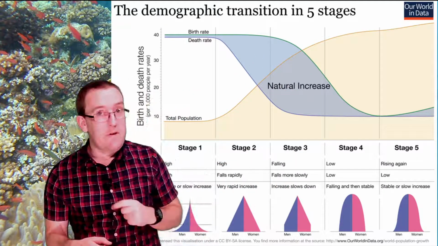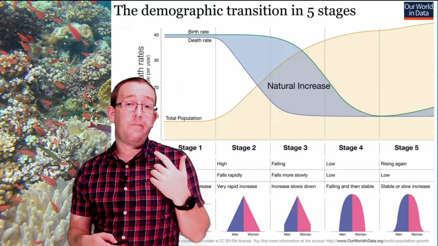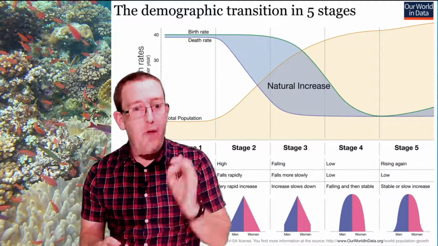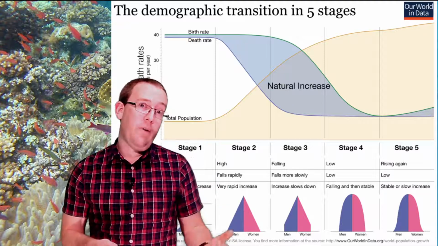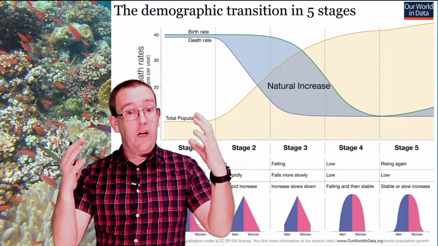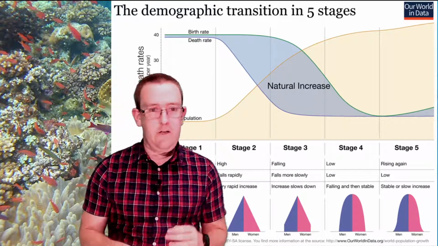Stage 4, you end up with low birth rates and low death rates and an aging population. And that's what we see if we look at places like Europe and North America. You actually see the population getting older, living longer, with fewer children underneath. And that has its own problems. We're not going to go into those now.